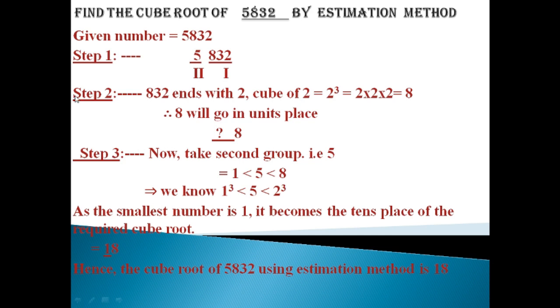Okay. Now step second. See the last digit of your first part. I have taken this first part. This number ends with 2. Find the cube of this unit place number. I have found the cube of 2. Multiply 2 three times. We will get 8. 8 will go in unit place.